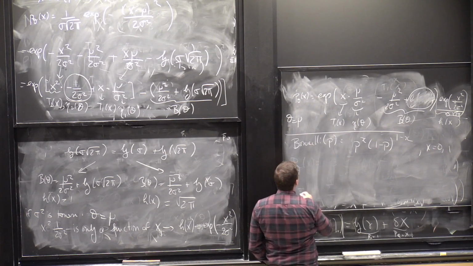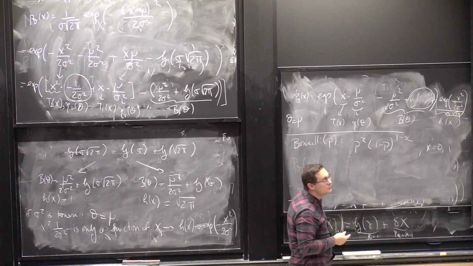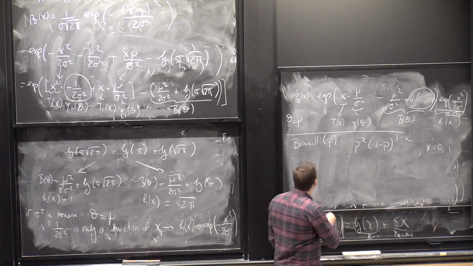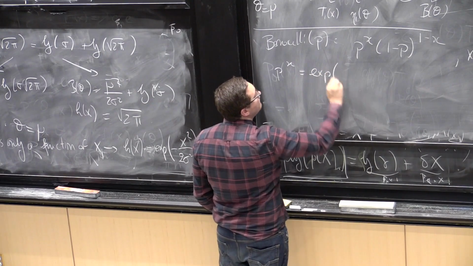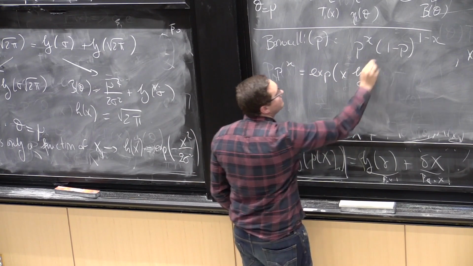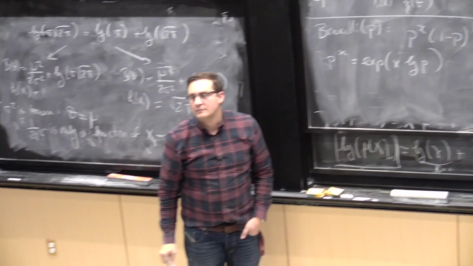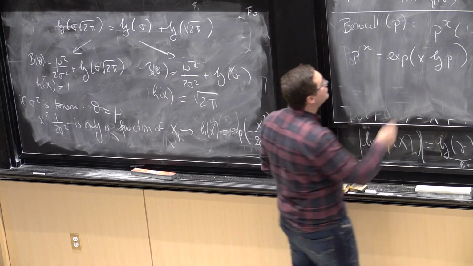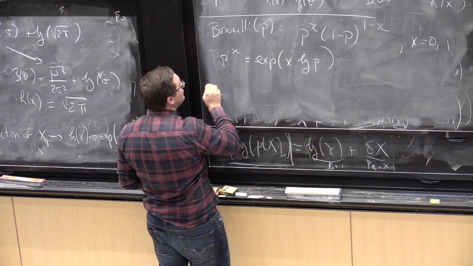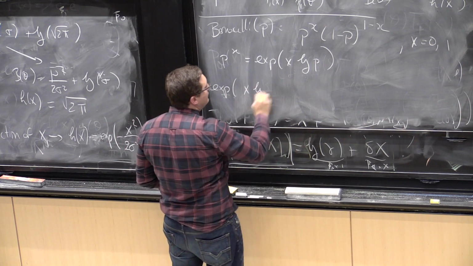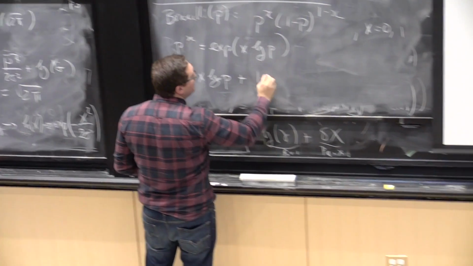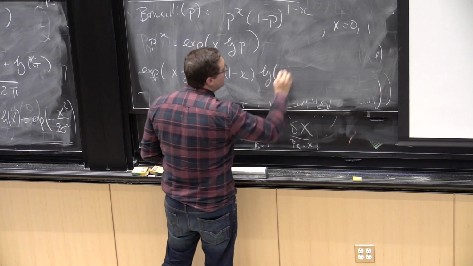Okay, so what does this thing look like? Well, the first thing I want to do is to make an exponential show up. So what I'm going to write is p to the x as exponential x log p, right? And I'm going to do that for the other one. So I'm going to get exponential x log p plus 1 minus x log 1 minus p.